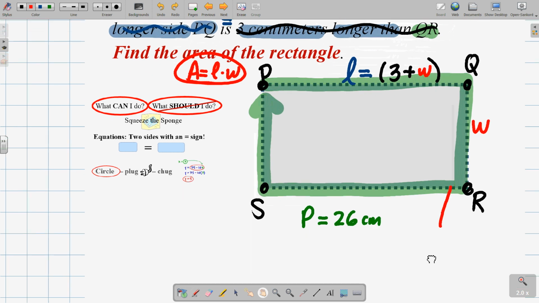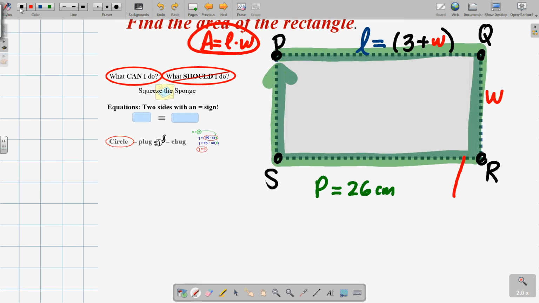Okay. Our goal is to find the area. So you don't ask yourself, what should I do to find the area? That's not your first question. You're not over here asking, what should I do? You ask yourself, well, what can I do with the given information? We're not starting with area because we don't have the length or the width. What do we have? We only really have one number here, and that's the perimeter. So that's where we're going to start. Can you easily write the perimeter equation? I'm going to write that down.